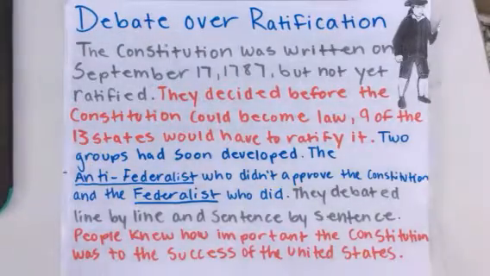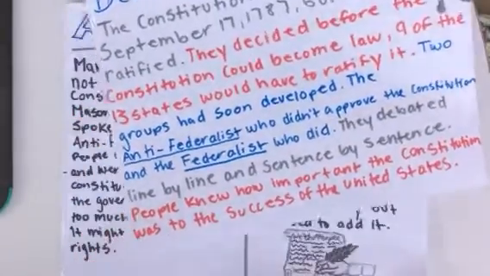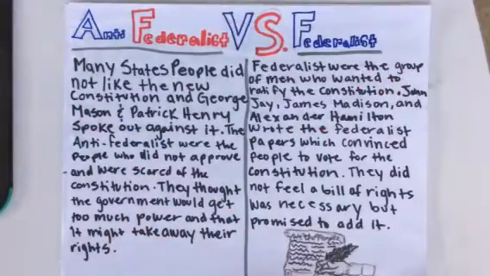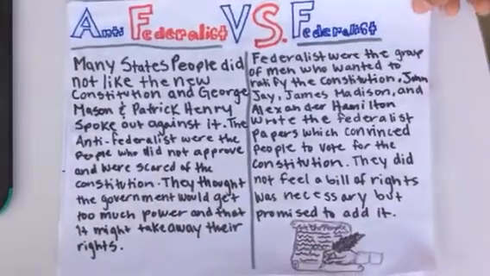Two groups had soon developed: the Anti-Federalists, who didn't approve the Constitution, and the Federalists, who did. They debated line by line and sentence by sentence. The Anti-Federalists thought the government would get too much power and that it might take away their rights. The Federalists were the group of men who wanted to ratify the Constitution. They did not feel a Bill of Rights was necessary, but promised to add it anyway.